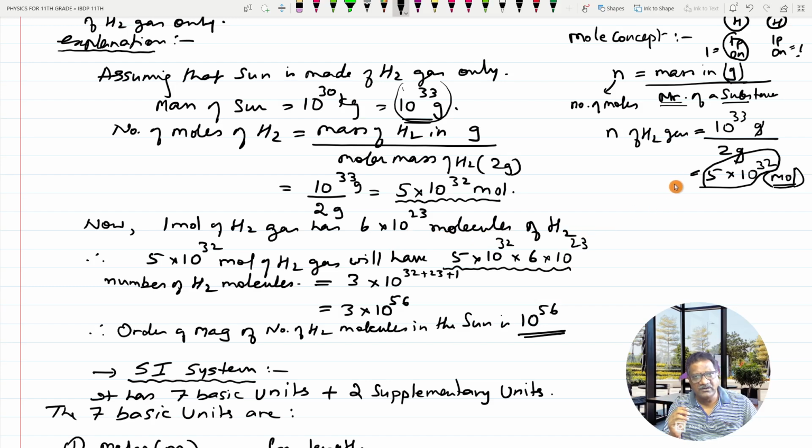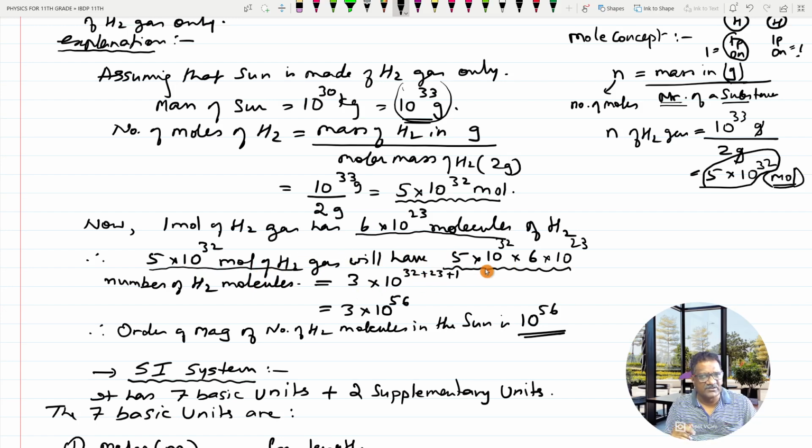Now, we have found that in the sun, there is 5 into 10 raised to 32 moles. So, in this much moles of hydrogen gas, how many molecules will be there? In 1 mole of hydrogen gas, there are 6 into 10 raised to 23 molecules. Therefore, in 5 into 10 raised to 32 moles of hydrogen gas, how many molecules will be there? You will have to multiply these two.